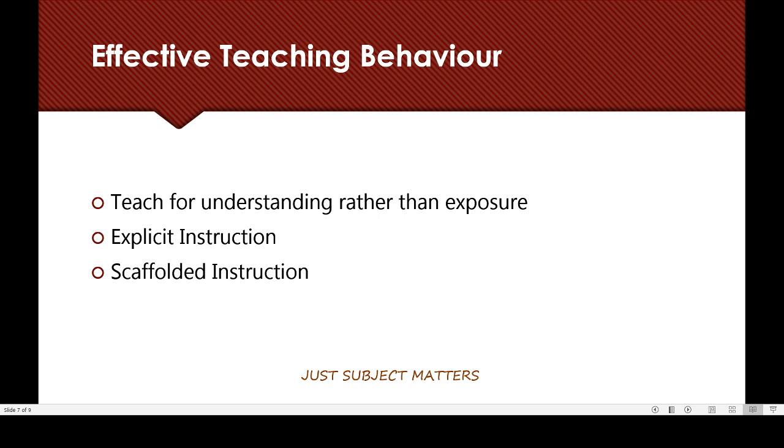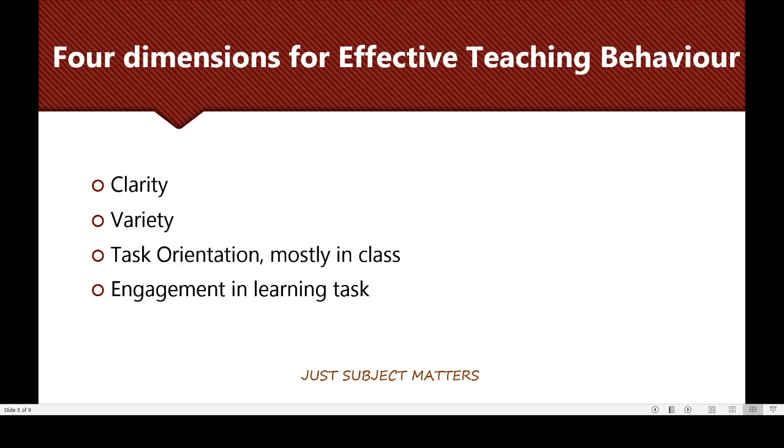Scaffolded instruction is where the teachers initially provide the students with the required support. This support is gradually reduced as students demonstrate competence in working independently. So these are the effective teaching behaviors. Last but not the least, we come across the 4 dimensions of effective teaching behavior.